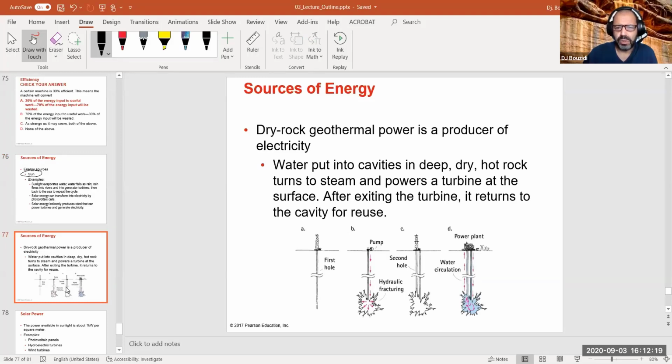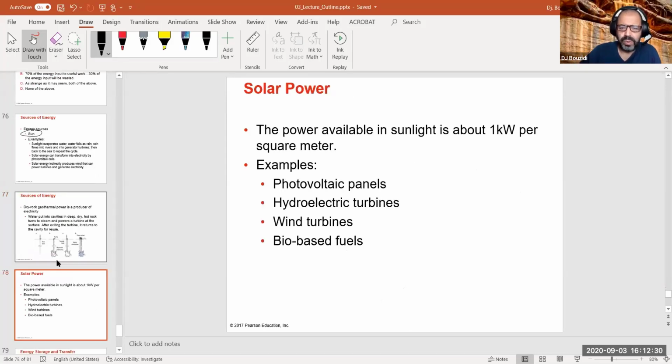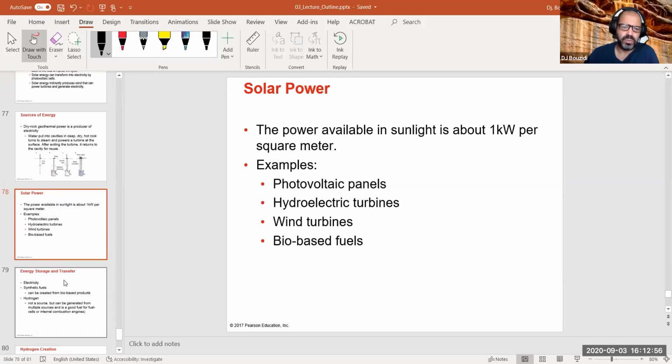Okay, these are some of the other sources of energy. So the dry rock turns water to steam and powers turbines. So again, that's a similar process of making energy. Solar power: we have photovoltaic panels. Basically what they do is the light hits the cell. The cell, because of its specific frequency, the electrons are expelled from their atoms and they start moving, and now you have electricity since charges start moving. And then we talked about the Hoover Dam and also the wind turbines, and there are bio-based fuels. Okay, so those are some of the sources that we talk about.